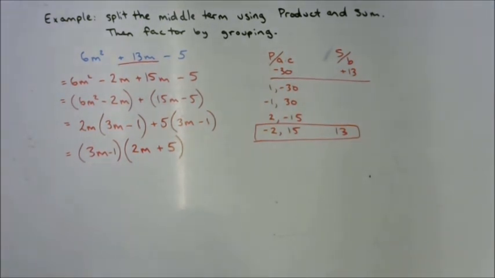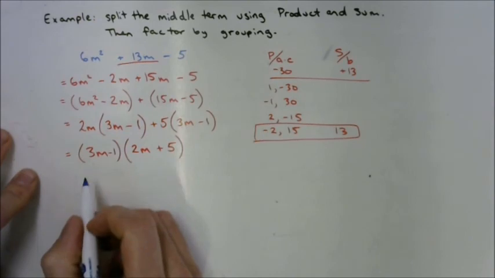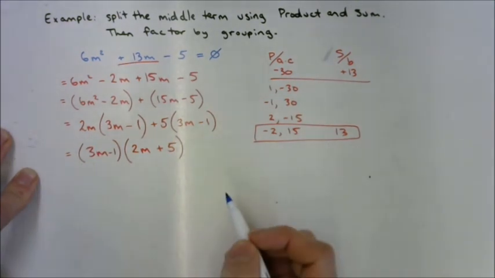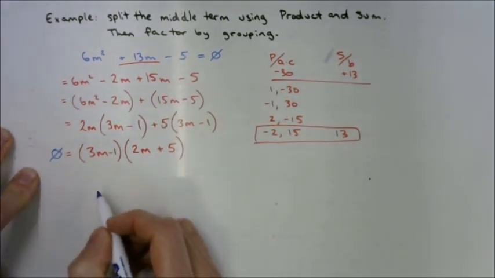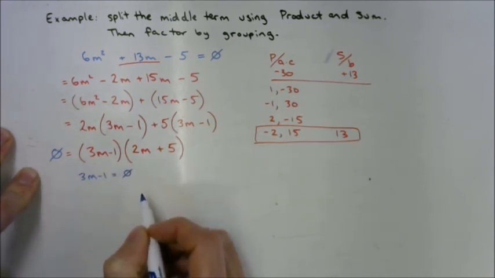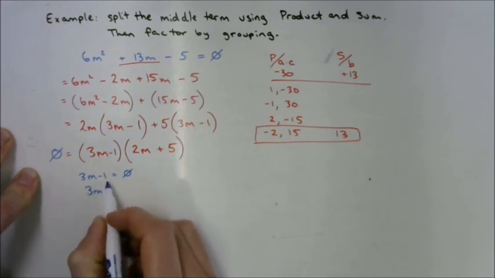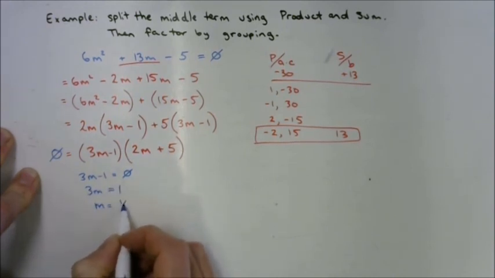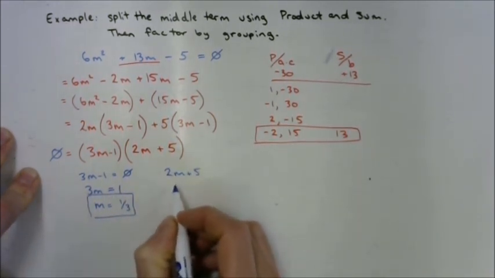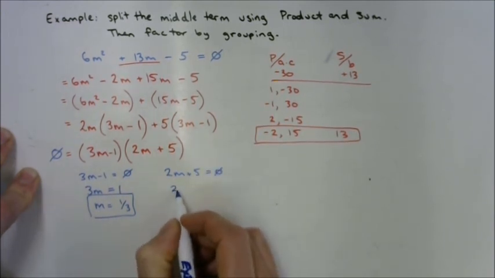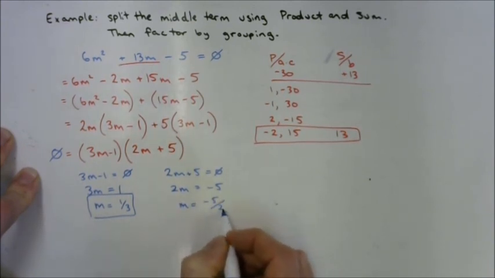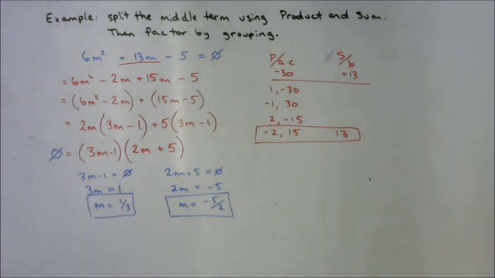And again, why do we factor? Well, this tells me that the solutions to this, right now it's just an expression, but if I set it equal to 0, now I could say, well, what does m have to be in order to actually get 0? Well, either 3m minus 1 equals 0, in which case I would add 1 to both sides, divide both sides by 3. Either m is 1/3, or 2m plus 5 equals 0. Subtract 5 from both sides, divide both sides by 2. The other solution for m is negative 5/2.